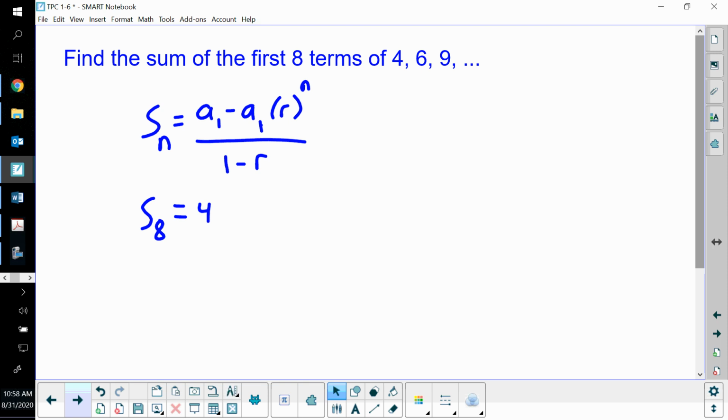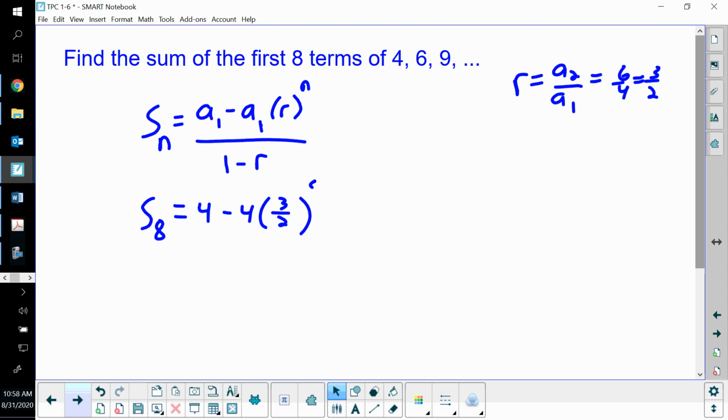4 is our A1. Now our R. Remember R, if you're not certain, we wrote this on the front of our packets. It's one that you have to memorize, is A2 divided by A1. So we'll do 6 divided by 4, which gives us either 3/2 or 1.5.